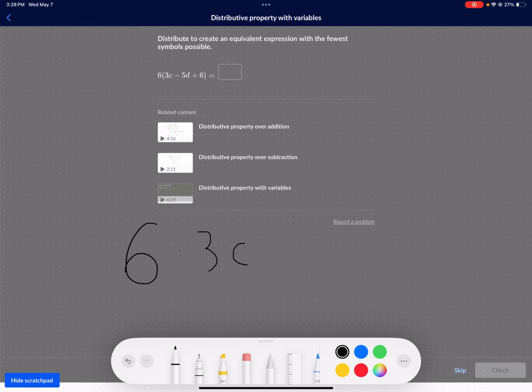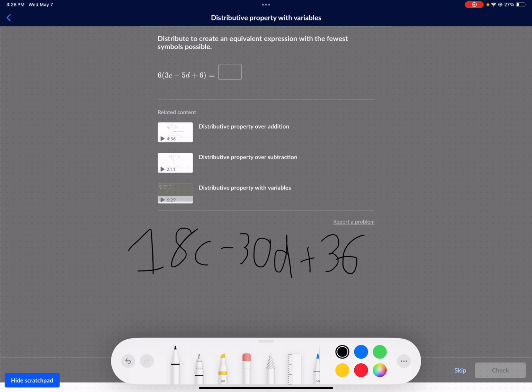Whenever you're multiplying a coefficient by a term, ignore the variable for a moment, and then just do 6 times 3. 6 times 3 is 18, and then you add the c back. Because you can also write it as 6 times 3 times c, which is not really ideal, but you can do that. So 18c minus 6 times 5 is 30, and then we add back the d, and then 6 times 6 is 36. You see what I did here? I distributed to each one of these. So, that is our answer.